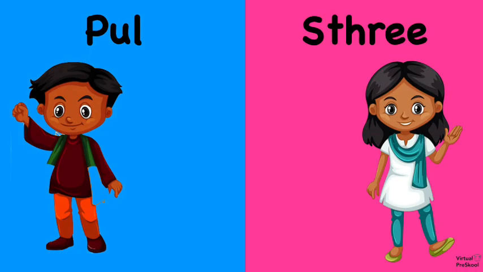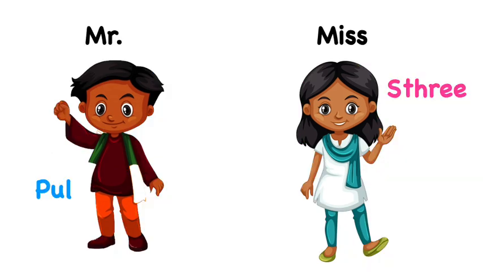And in Hindi, every single noun falls into either one of these categories, either the pull category or the stri category. Pull means male nouns, and stri means female nouns. Remember, every single noun falls into one of these categories. People are nouns. And when we're talking about people, it's easier to identify what noun category they belong to. Males are pull, and females are stri.